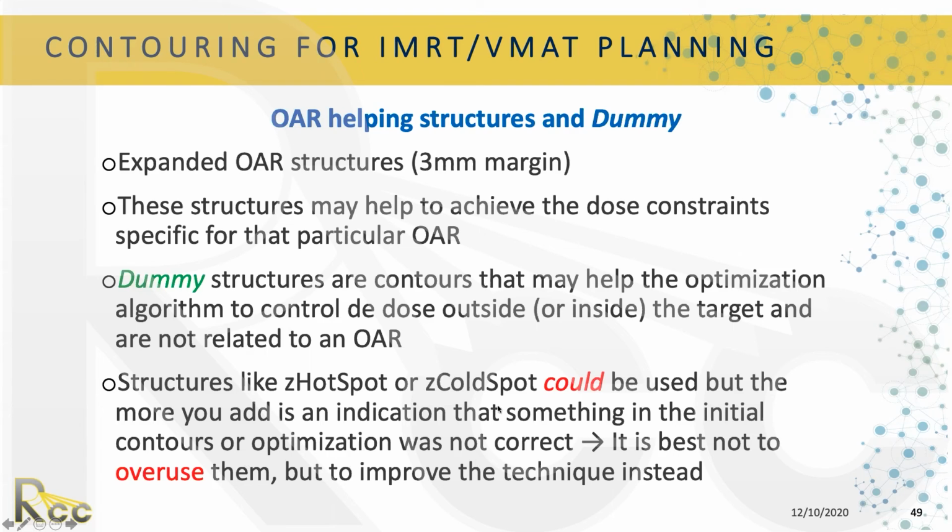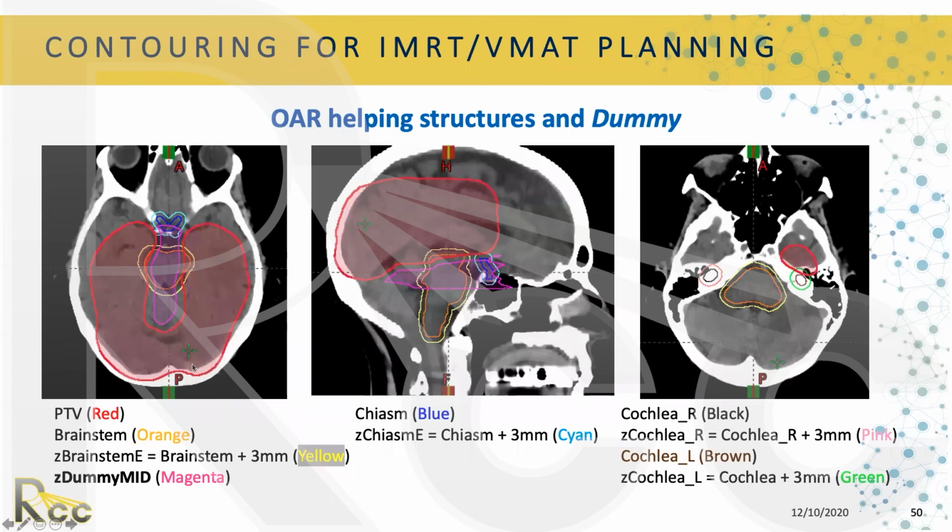So basically, I want to put it because many institutions use them, maybe a couple of hotspot or dummy structures, maybe an area that you want to decrease those outside the target. It is okay, but use it with caution. For example, I have an example here that the PTV is the red. You have the brainstem overlapping, the chiasm is very close with the extended structure, the cochleas are very close. But for this particular case, the physician was very interested to limit as much as possible the dose in this area, in the middle of the brain, where there was no target.